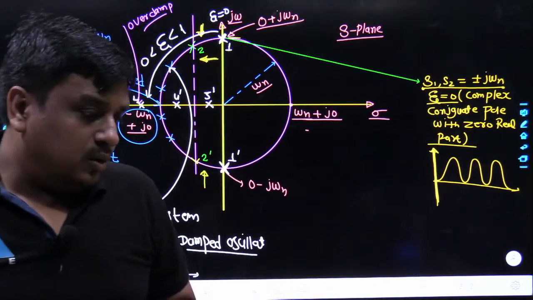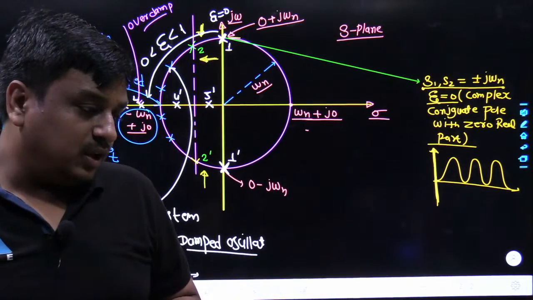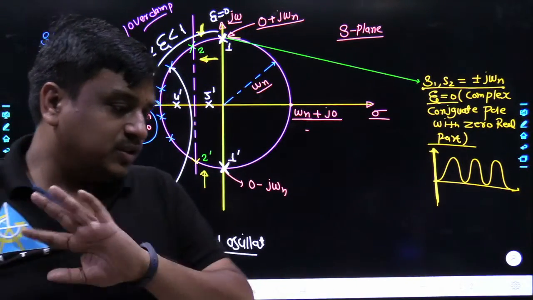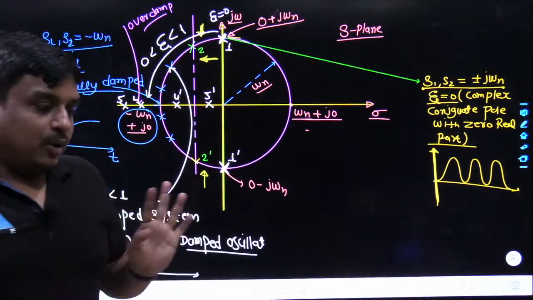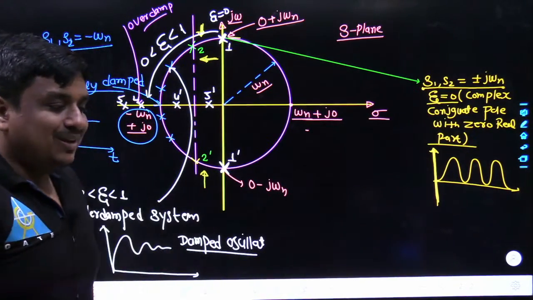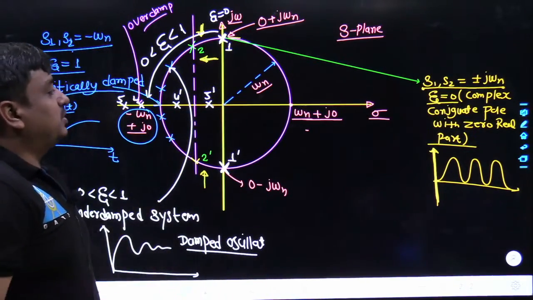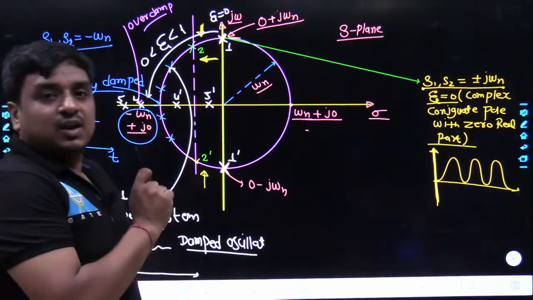Sir, the pole moves away from the origin. Can we say anything about the stability? No, nothing is to be told about the stability. I will come to each and everything once the time permits. You need not relate anything with the stability.